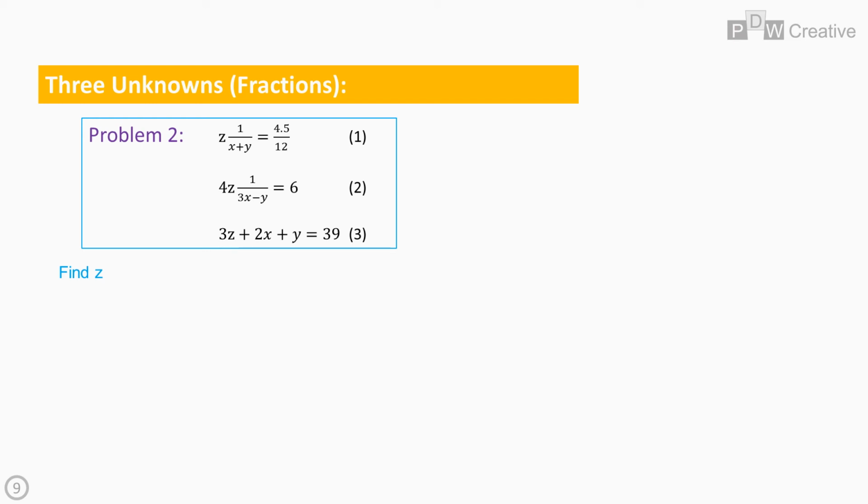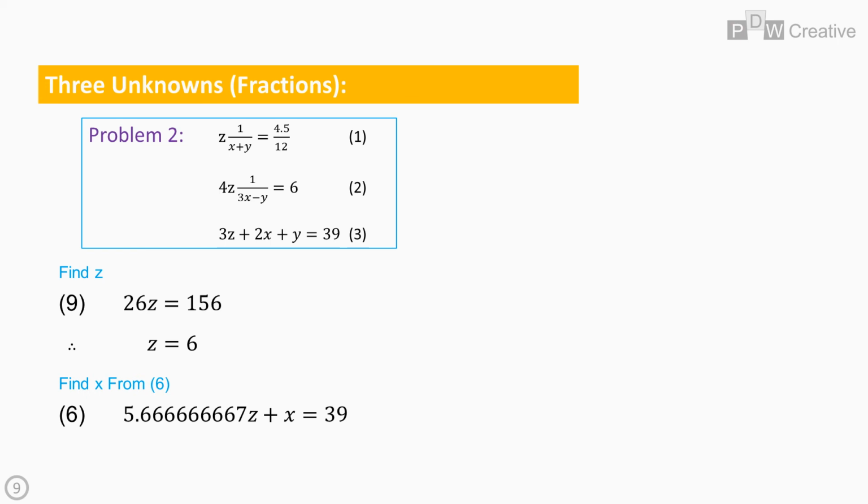We can now find z. And dividing 156 by 26 gives z equaling 6. Equations 6, 7 or 8 could be used to find x. I'm going to select 6, but any of the others will do. As we now know, z can multiply out and move to the other side of the equation. We can therefore say x equals 5.